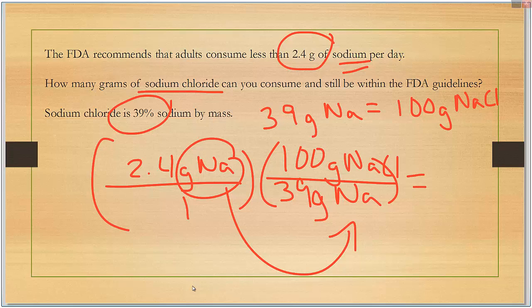So 2.4 times 100 divided by 39. That comes out to be 6.15 grams. So that means you can eat 6.15 grams of NaCl before getting to the maximum amount of sodium you're allowed to have in a day.